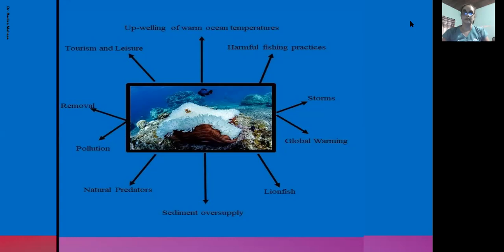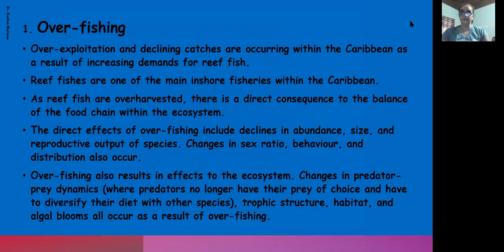Let's look at some individually. The first one is overfishing. And this is specifically important to us in the Caribbean because so many of the countries in the Caribbean depend on fishing for an income. So many villages, a large percentage of the population in many of the smaller islands, depend on fishing. Fishing is one of the main economic activities. But overexploitation or overfishing can be a major threat to the reefs.